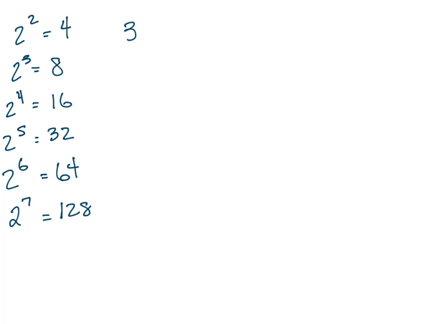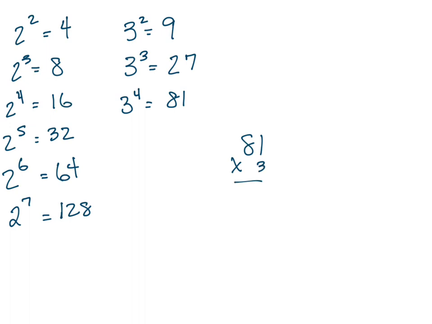Let's do 3s. 3 squared is 9. 3 cubed, 27. We just did 3 to the 4th. We don't usually go higher than that. We might see 3 to the 5th, in which case that'd be 81 times 3, 243. I know for sure we're not going to go higher than 3 to the 5th.